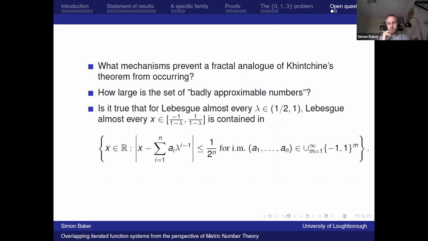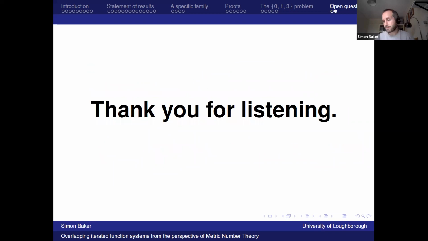And yes, just a more concrete question, one I'd very much like to know the answer to: is it true that for Lebesgue almost every lambda between 1/2 and 1, Lebesgue almost every x is going to be contained in this limsup set here, where I'm not even asking for any approximation h divided by 2^n? I'm just saying, okay, can you do it for 1 divided by 2^n? I'd be very interested if this could be proved. I have no idea how to prove this. It seems a very difficult problem. But yes, that was all I wanted to say. Thank you all very much for listening.